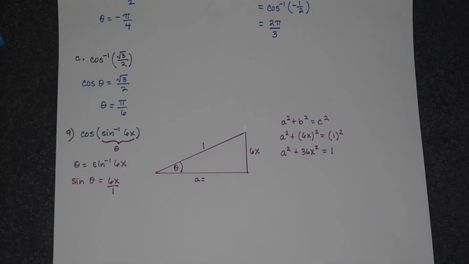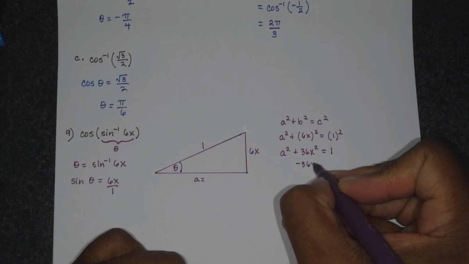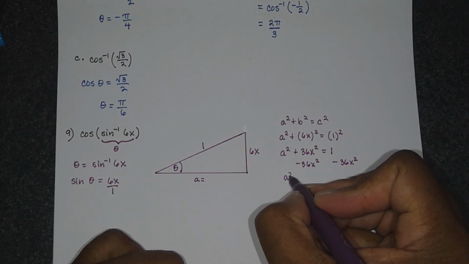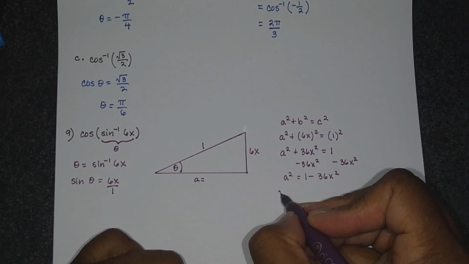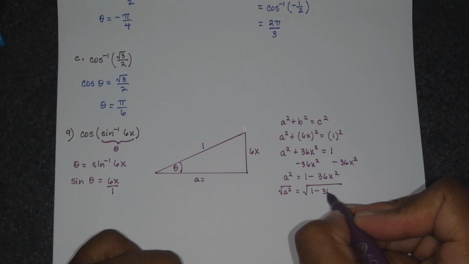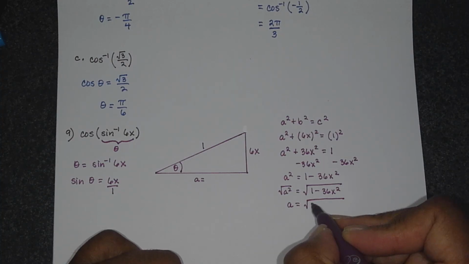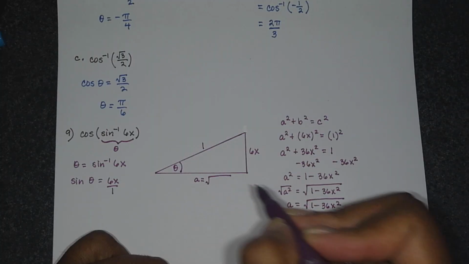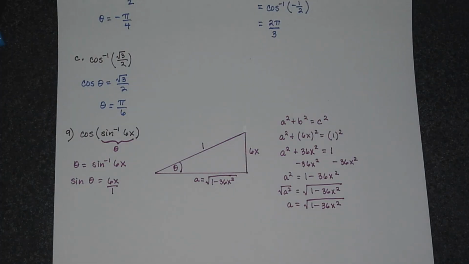Now I need to solve for a. So to solve for a, I need to subtract 36x squared. So that means a squared is equal to 1 minus 36x squared. And then if I take the square root on both sides, and since my lengths are going to be positive, I'm not going to need that plus or minus symbol. So it'll be a is equal to just the square root of 1 minus 36x squared. Okay.